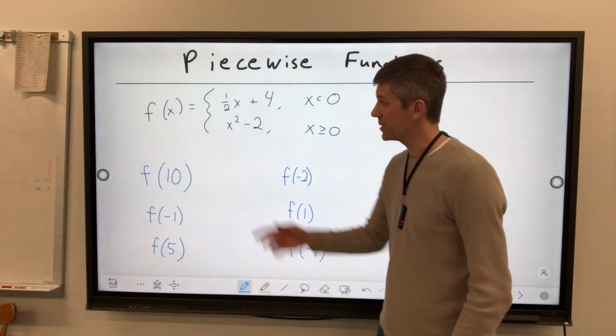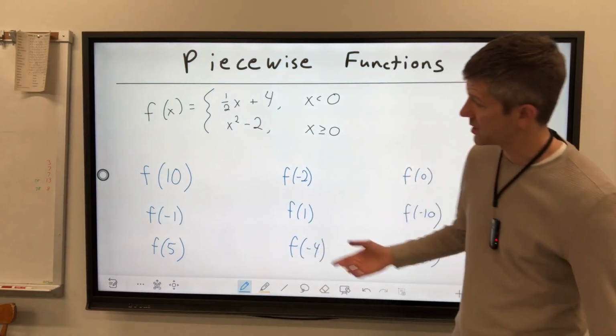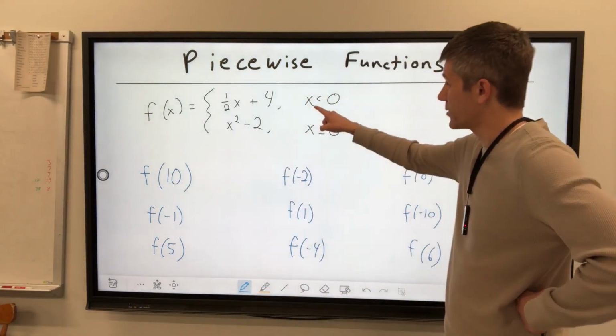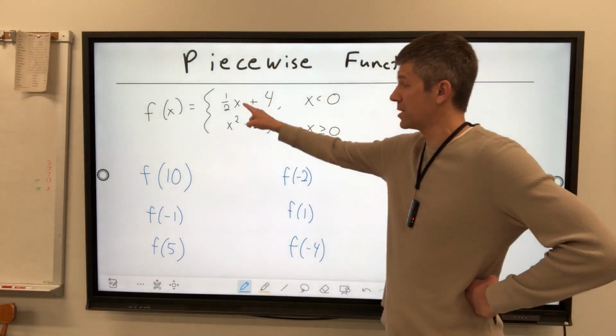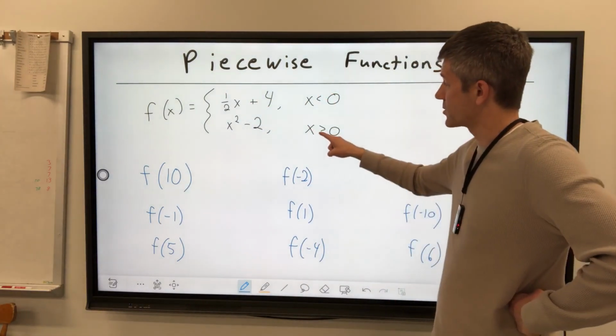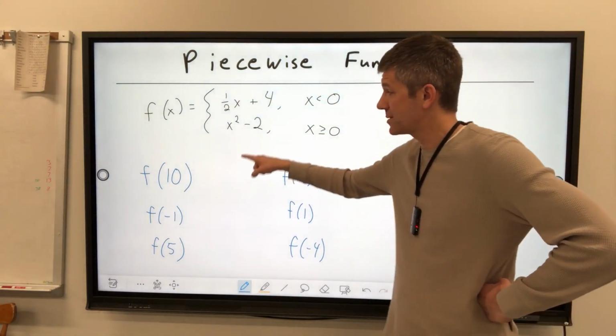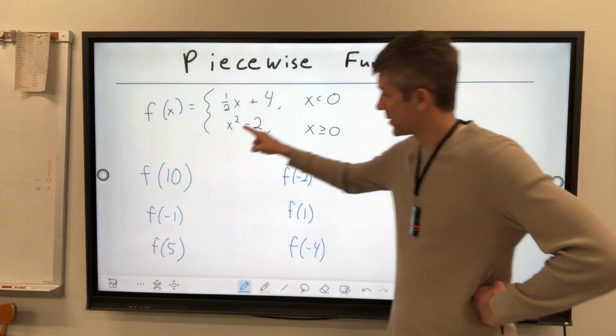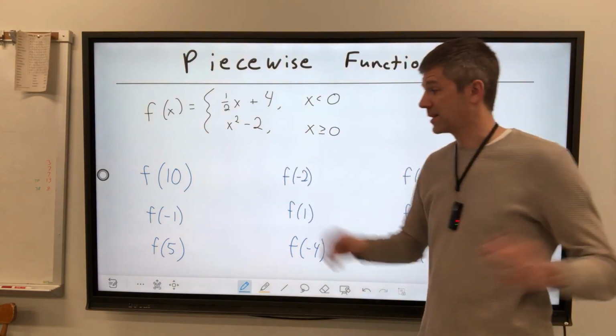So first problem is f of 10. So I'll look at the 10, I say, oh, this is my x value. I need x values less than 0 if I want to use this piece. I need x values greater than or equal to 0 if I want to use this piece. 10 is greater than 0. We go here. It's that easy, I promise.